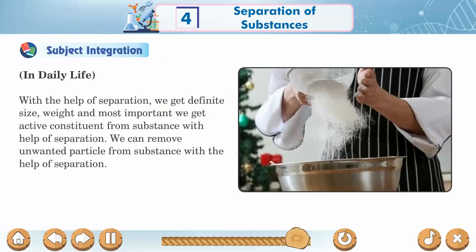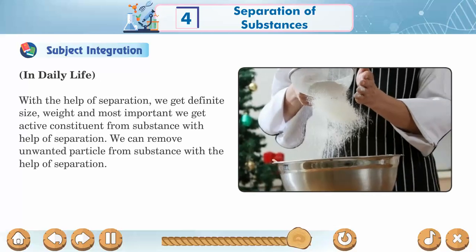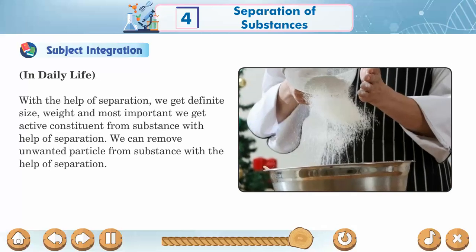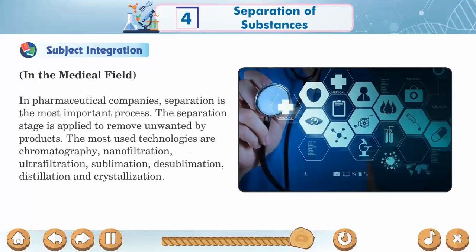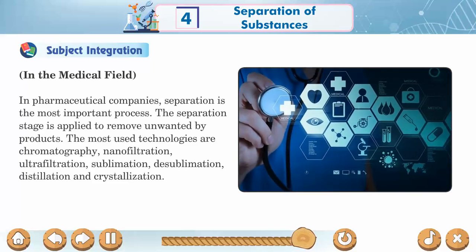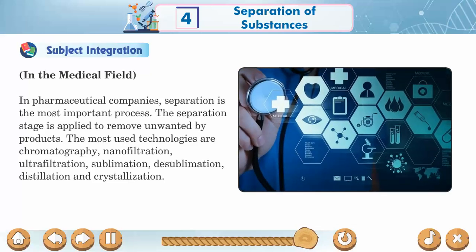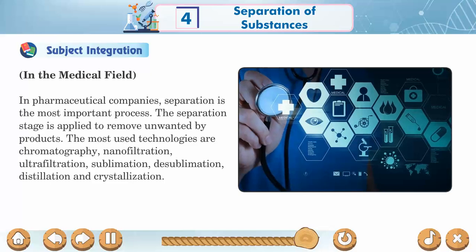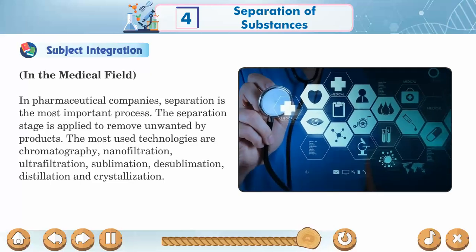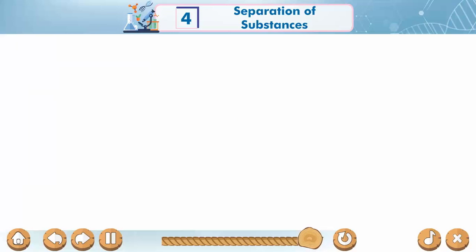Subject integration. In daily life, with the help of separation, we get definite size, weight, and most important, we get the active constituent from a substance. We can remove unwanted particles from a substance with the help of separation. In the medical field, in pharmaceutical companies, separation is the most important process. The separation stage is applied to remove unwanted byproducts. The most used technologies are chromatography, nanofiltration, ultrafiltration, sublimation, desublimation, distillation, and crystallization.